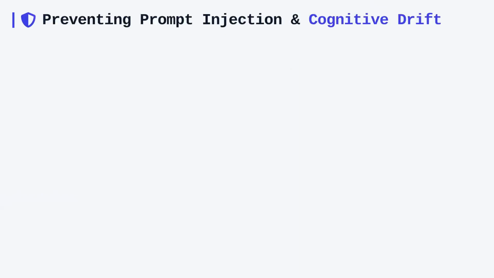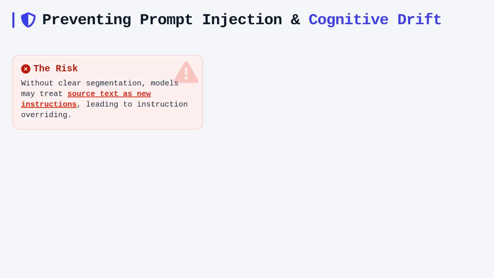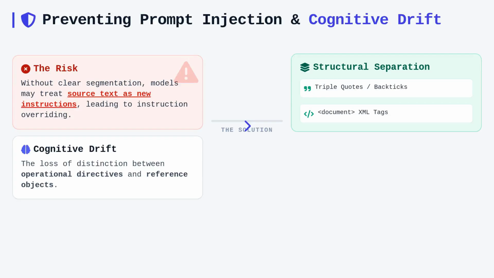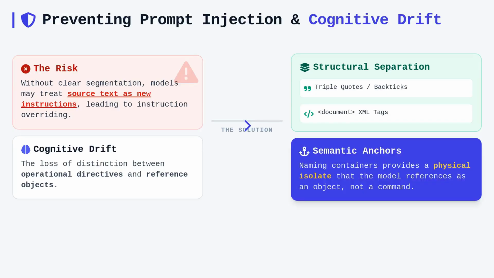To implement this effectively, we must manage the inputs with a high degree of precision, especially regarding how the model interprets the difference between instructions and external data. Without clear segmentation, the model might inadvertently treat a piece of source text as a new set of instructions, leading to what is known as prompt injection or instruction overriding. We prevent this by using explicit delimiters, such as triple quotes, triple backticks, or XML-style tags, to physically isolate the reference material from the operational directives.